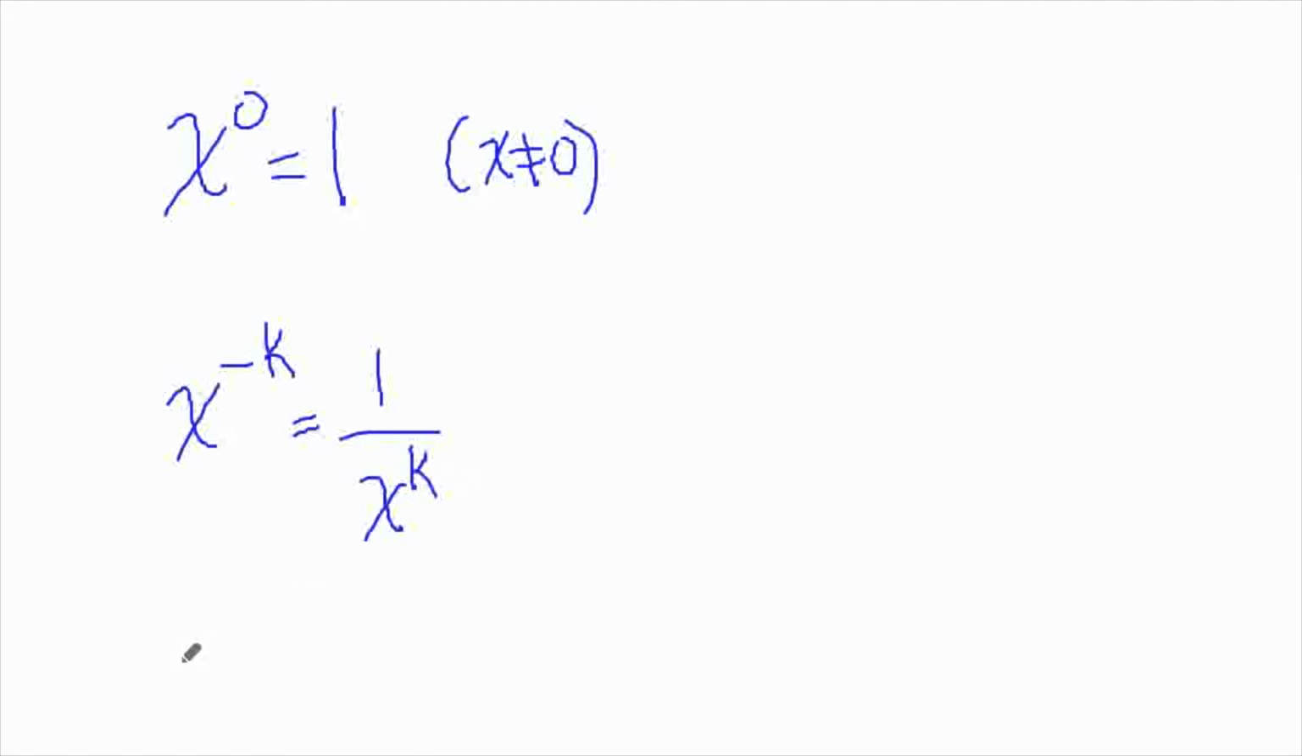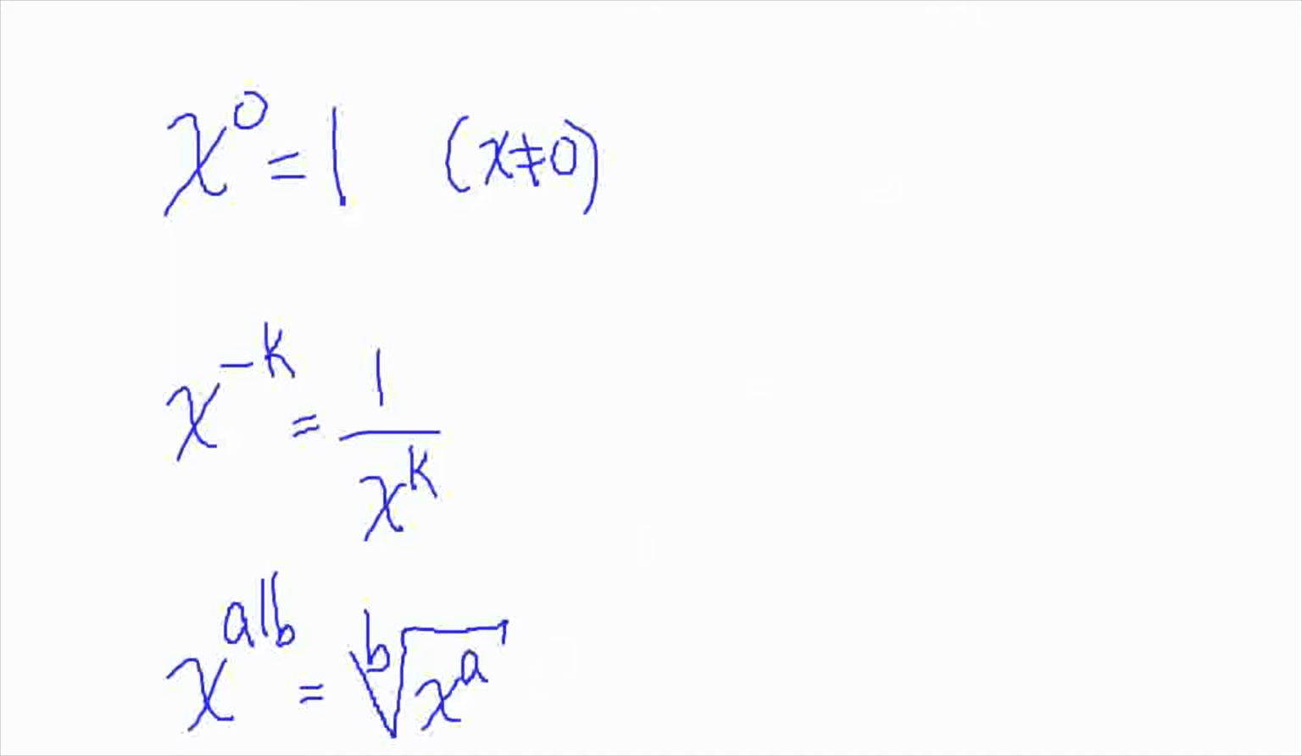All right, and then if you have x to the a over b, where a and b are integers, that's the same as a very specific root, the bth root, where let's say if b was 2, it'd be the square root. If b was 3, it's the cube root of x to the a power. All right?